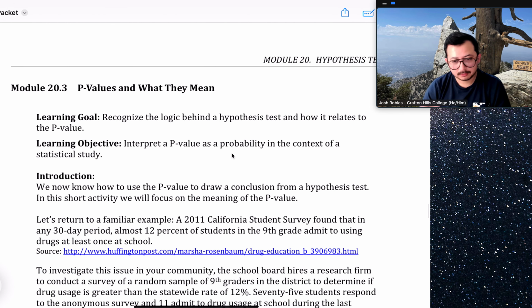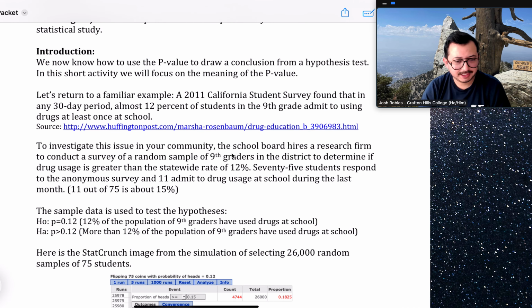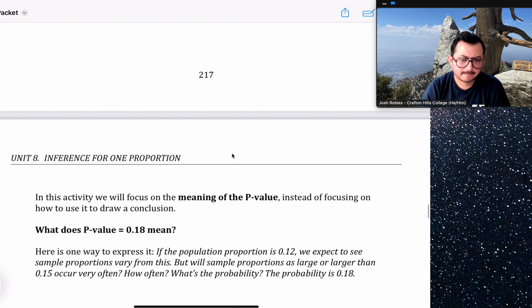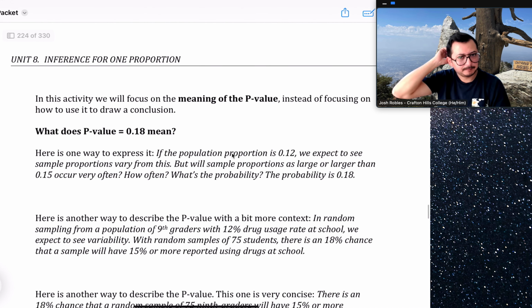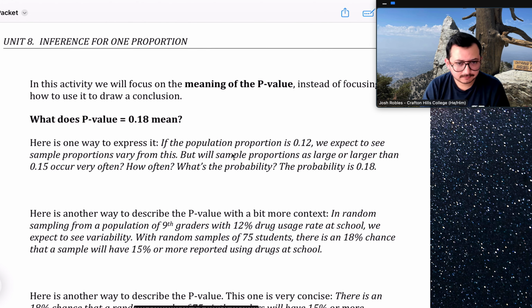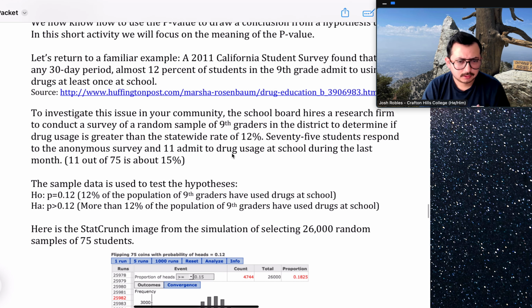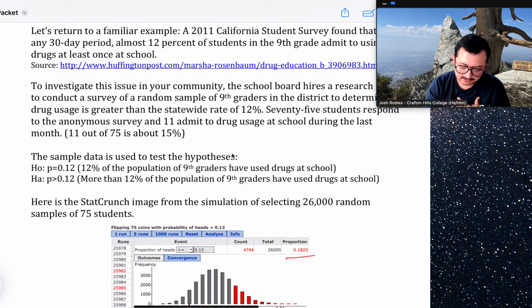Okay, and then lastly, I'm going to go through this kind of quick. I think the notes on Canvas for this next set are pretty good. But what does that p-value number really mean? The p-value is still built on assuming that the null hypothesis is correct. So if the population, this is the kids doing drugs, the 15% one, so all of that same example, and the p-value was 18%. This was the p-value.